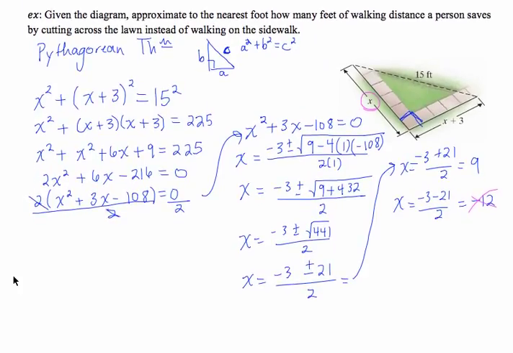So let's see, if x is 9, then the walking distance on the sidewalk would be that distance, which is 9, plus this distance, which would be 9 plus 3, or 12. 9 plus 12 is 21. So the total distance walking along the sidewalk would be 21, while total distance cutting across the diagonal is 15. So you would save the difference, or in other words, 6 feet of walking distance.